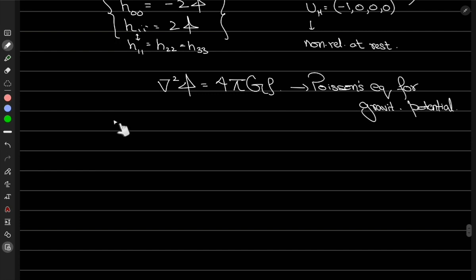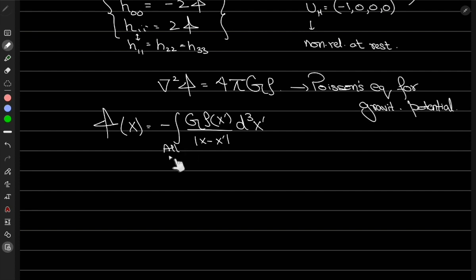So I'm going to do that for you now. I'm going to write the gravitational potential in terms of the mass density, which is phi of x is equal to minus the integral of G rho of x prime over the absolute value of x minus x prime, d3 x prime. So this is the gravitational potential in terms of the mass density rho, and x over here is the position vector, and this integral is taken over all space.